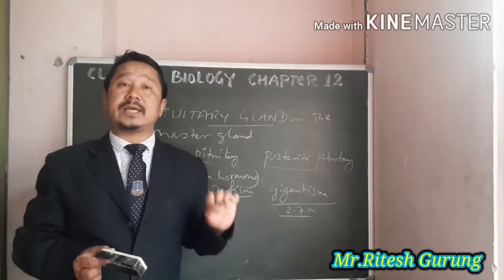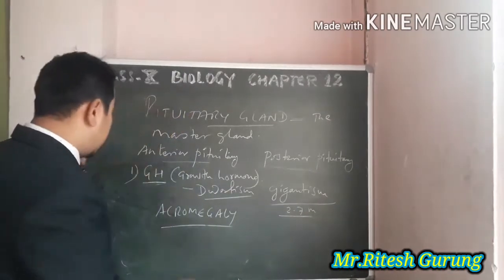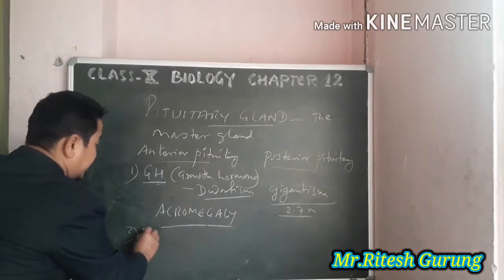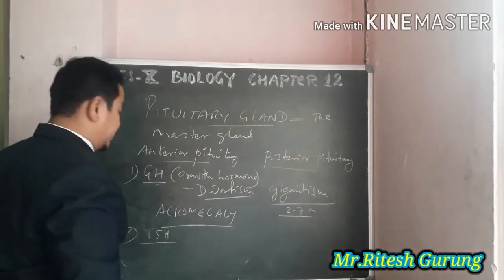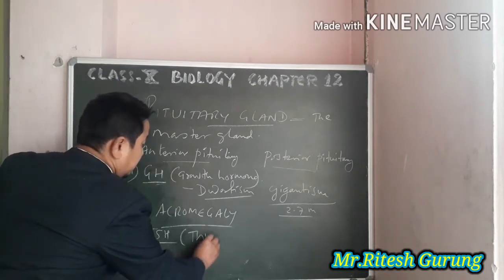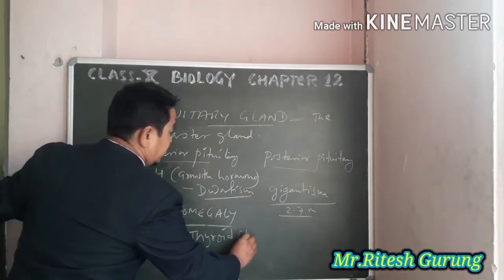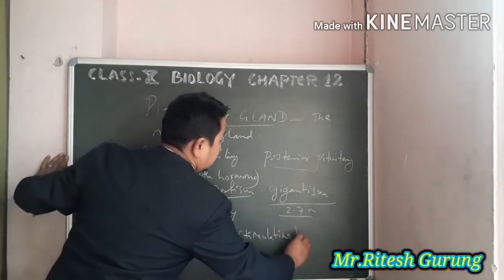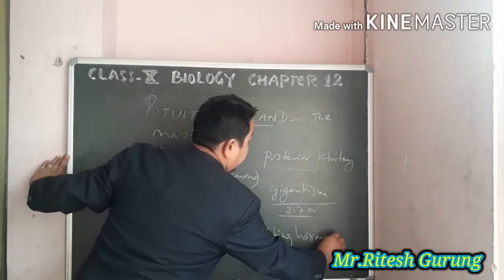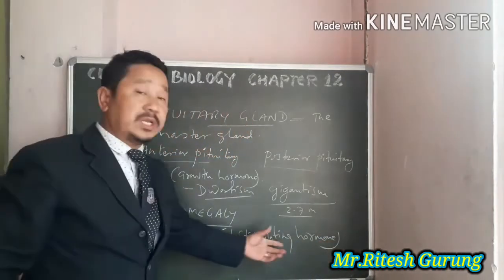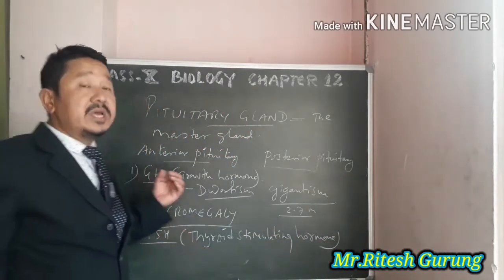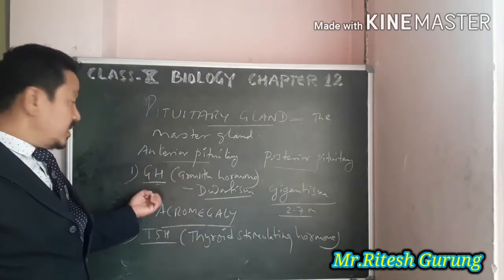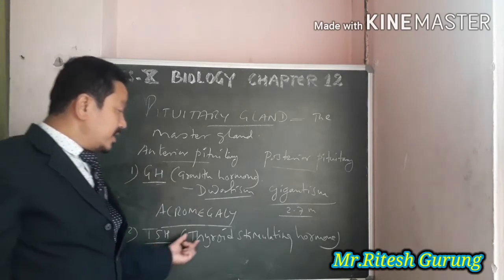Then similarly we have another hormone secreted from the anterior pituitary gland, that is TSH, thyroid stimulating hormone. Thyroid stimulating hormone, TSH. Please remember the full forms of these different abbreviations here: GH, growth hormone; TSH, thyroid stimulating hormone.